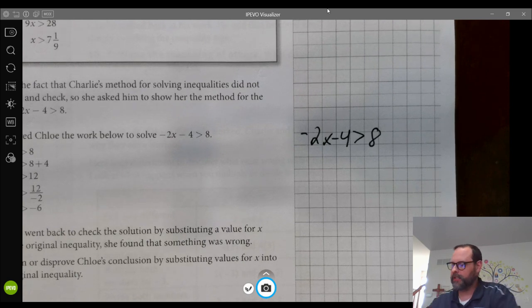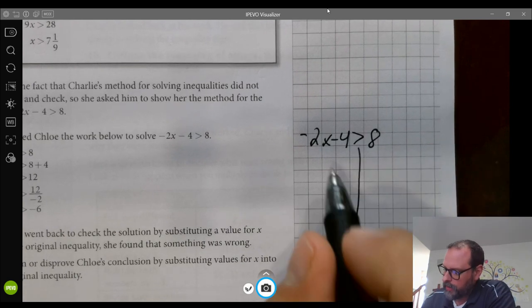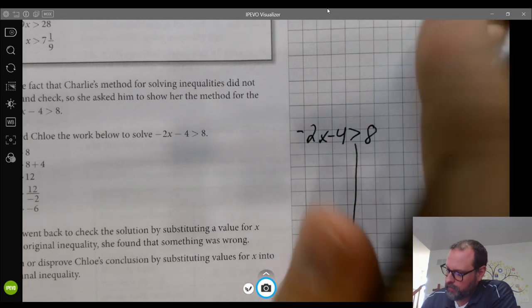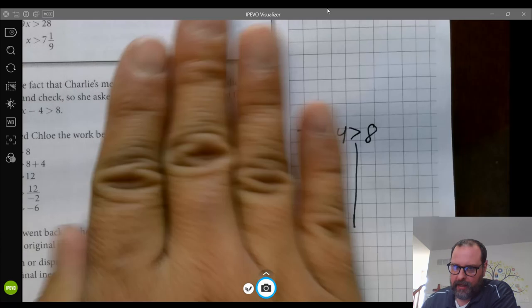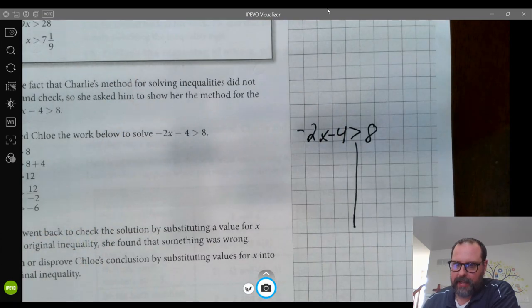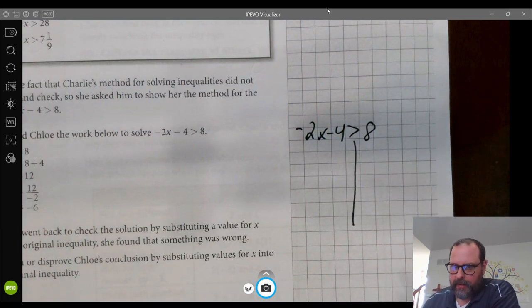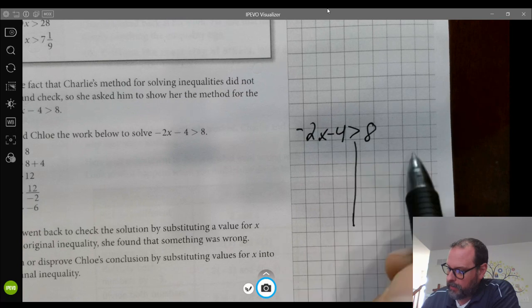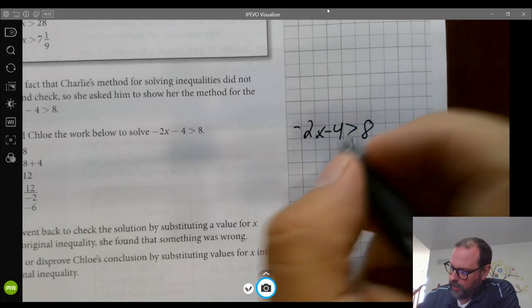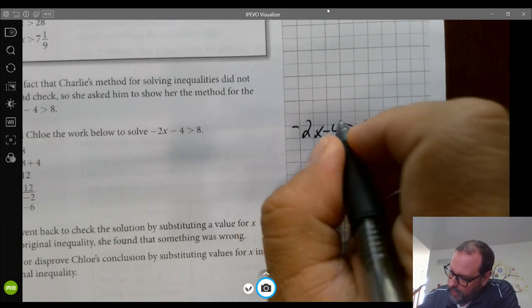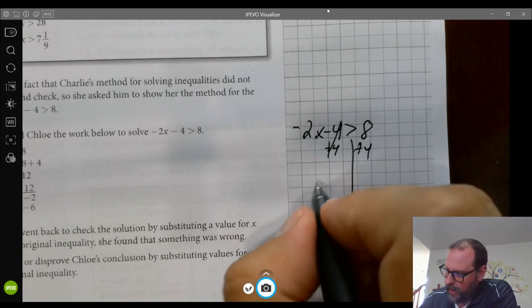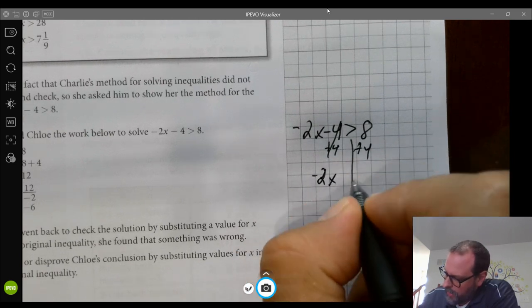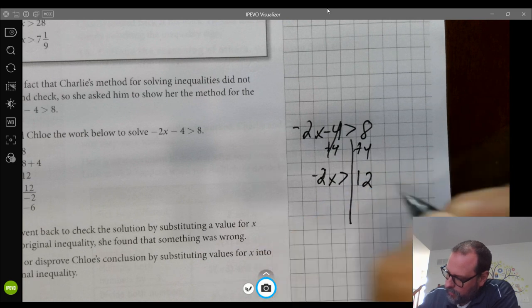One, are there parentheses? No. So no parentheses, don't distribute. Do I have like terms? Nope, because on the left side, negative 2x and negative 4 are not like terms. On the right, 8 is not a like term. So no like terms. I don't have variables on both sides, so I go to step 4, move any constant by doing the opposite function. So minus 4, I add 4. So I get negative 2x is greater than 12.